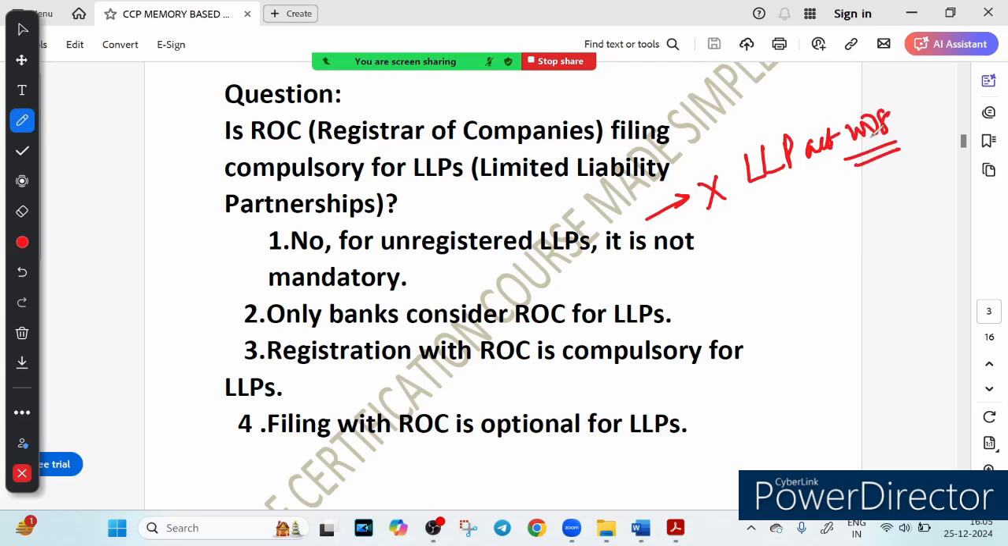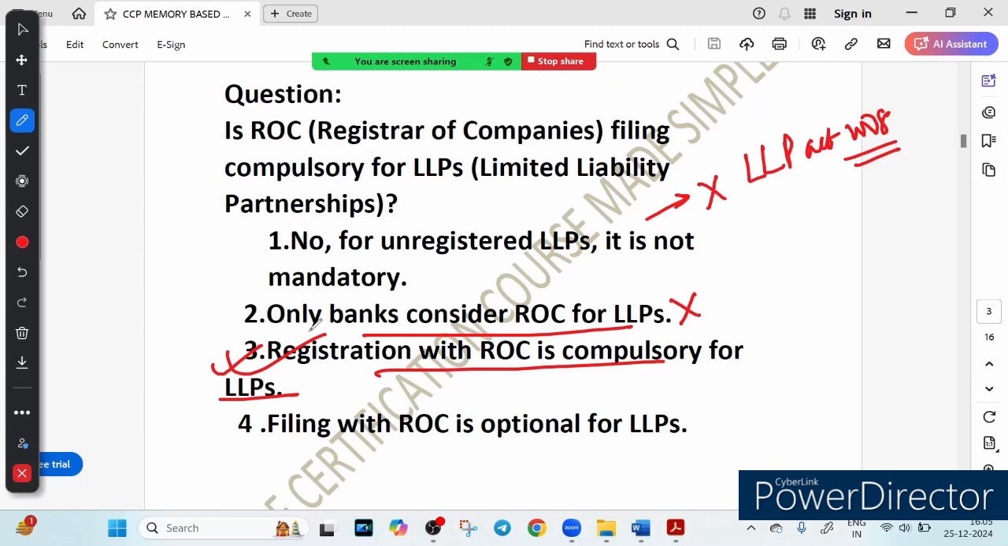That does not work. Now, sir, option 2 says that only banks consider ROC for LLP. This is also incorrect. While banks may check ROC filing for verifying an LLP's compliance, registration with ROC is a statutory requirement under the LLP Act, not just for banks. Registration with ROC is compulsory for LLP. This is the correct one, right?